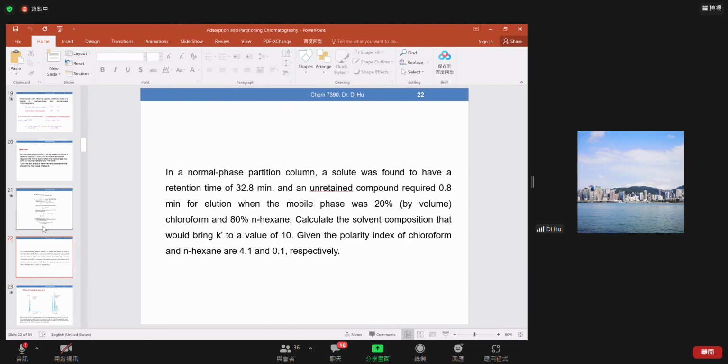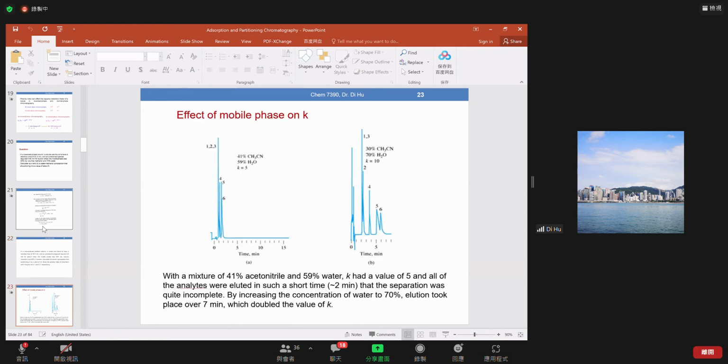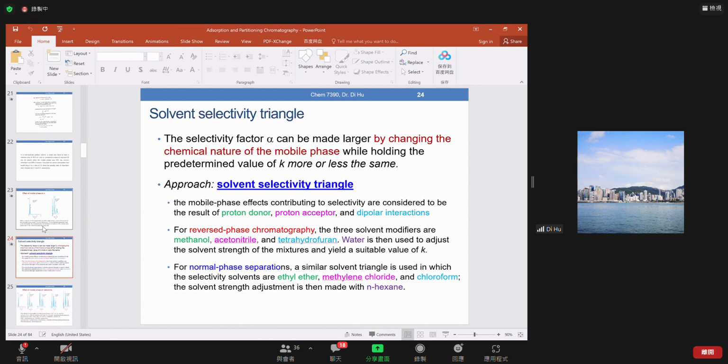And just go through what we have learned. Then we talk about how we can use the solvent selectivity triangle to do that. But this is a very simple case. This is isocratic, but it's just giving us some idea about what the solvent selectivity triangle is. And then, what is the common solvent used in reverse phase chromatography? And what is that in normal phase separation? And then, of course, the focus will be more on reverse phase chromatography.